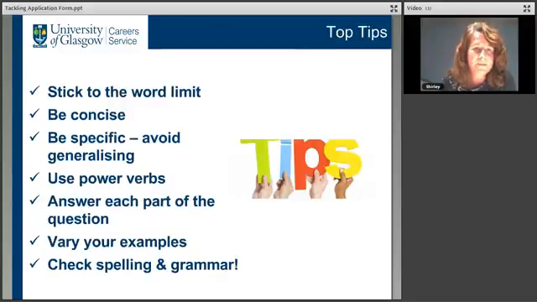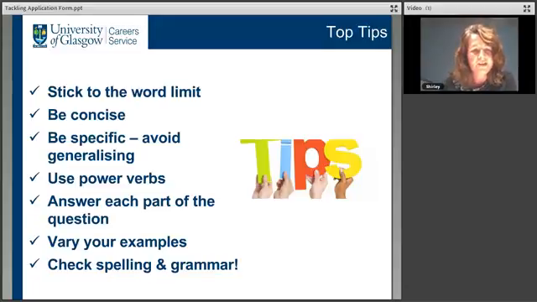Finally, some top tips. You do want to stick to the word limit. Be concise and try not to waffle. Being specific makes it interesting reading for the person reading, so avoid generalising where possible. Using power verbs like delivered, achieved, inspired helps demonstrate your impact in situations. Make sure you answer each part of the question. There may be more than one part to the question, so make sure you're answering it all.